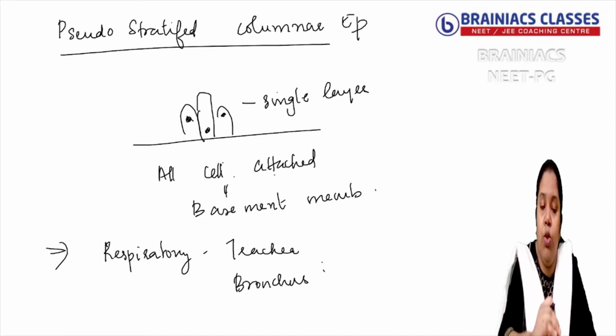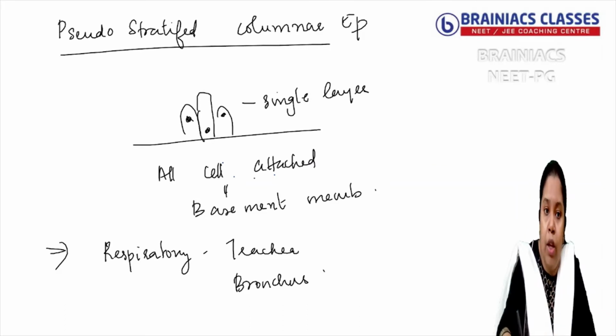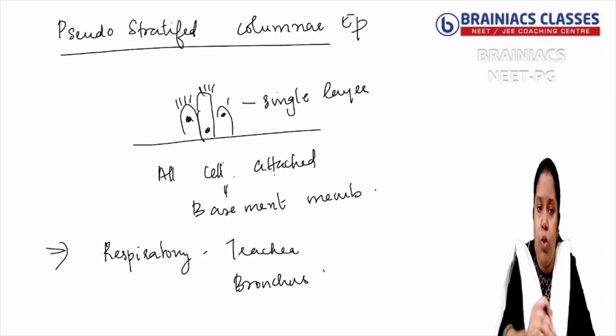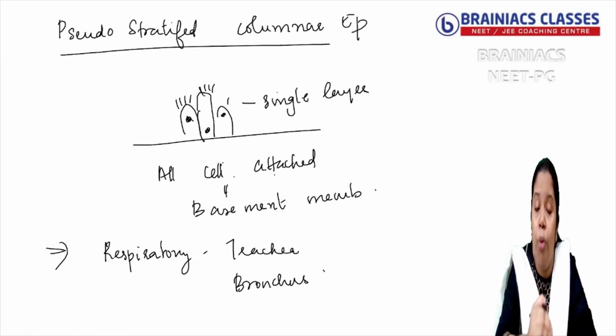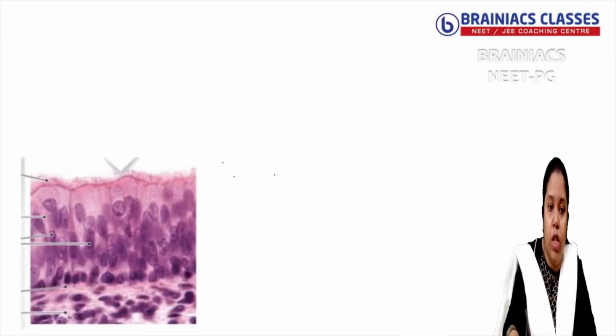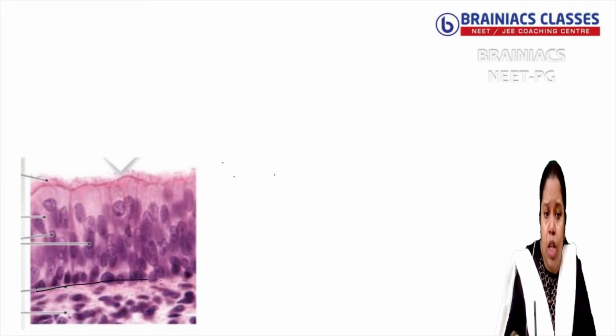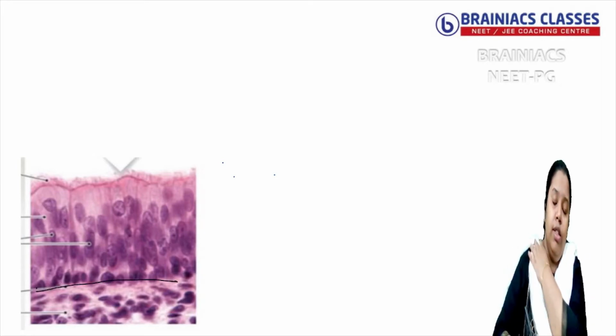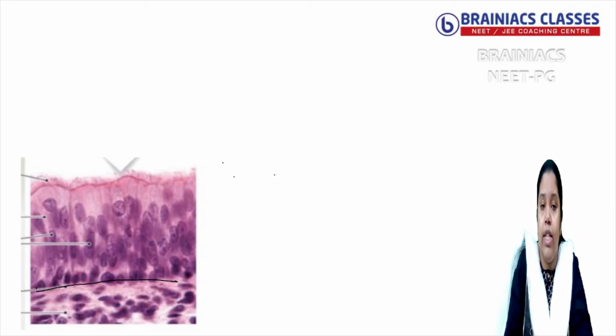So these are the places where you can see pseudostratified epithelium, and usually the pseudostratified epithelium will have what? Cilia also. So pseudostratified ciliated columnar epithelium you can see in the respiratory tree, that is the trachea and bronchus. I'll show you the figure. Can you see here? The nuclei are at different levels, but all the cells are attached to the basement membrane. This is the pseudostratified ciliated columnar epithelium which you see in the trachea and bronchus. So this is about the simple epithelium.